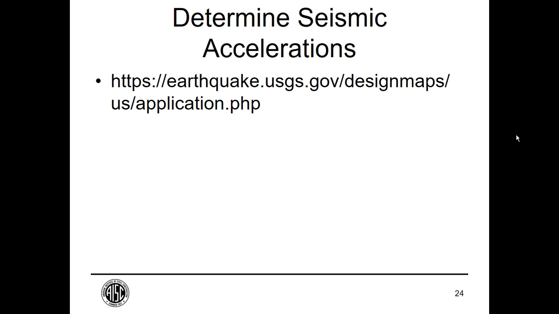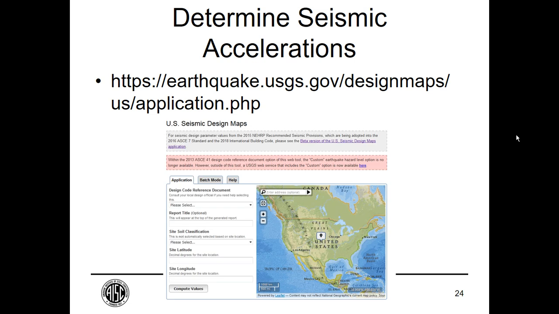We can turn to the USGS website. You can always look up USGS seismic accelerations in Google or another search engine, and the correct web address will come up as the first or second search result. So this is what it pulls up, an online application where we can enter in our location and other information, and we'll get our corresponding seismic acceleration suitable for use with ASCE 7.